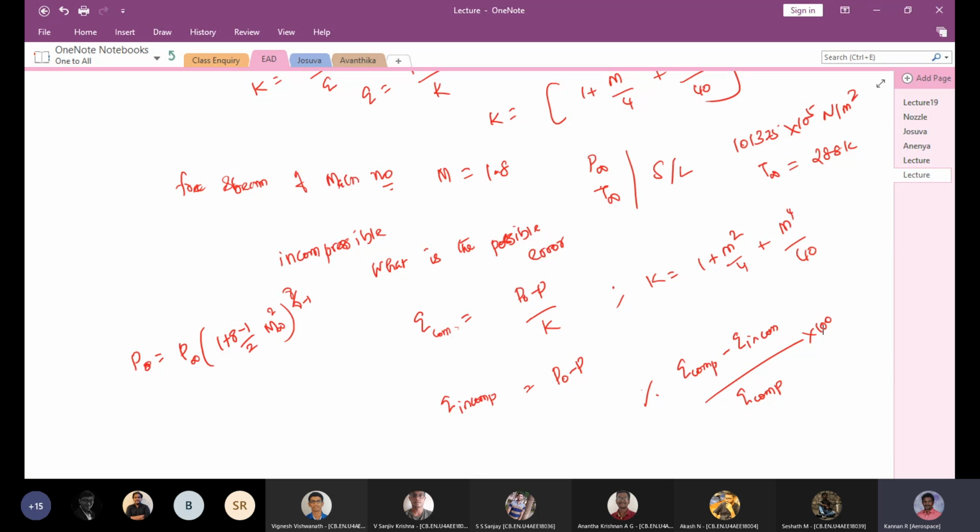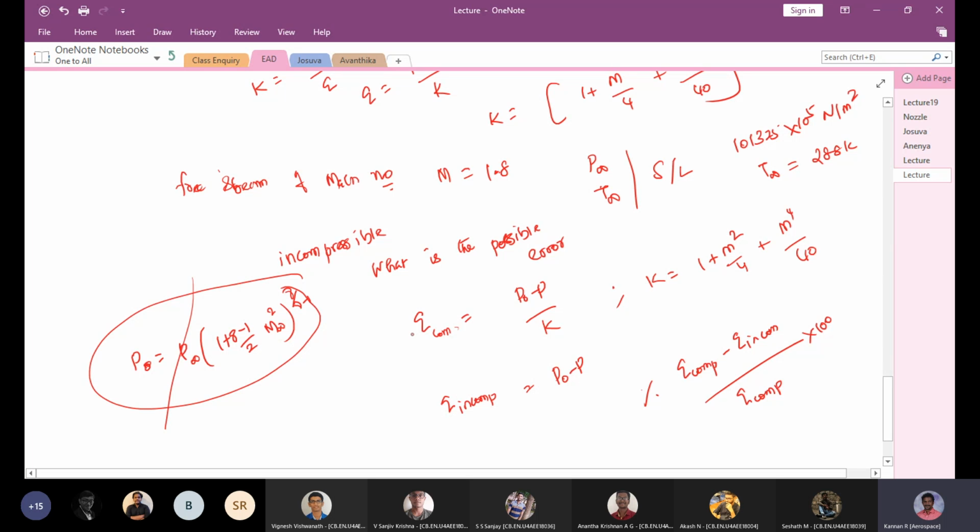Or otherwise, don't consider this part. Using the compressible relation, you know the K value, but you don't know the dynamic pressure value. Then only you can use this one, and get the P.